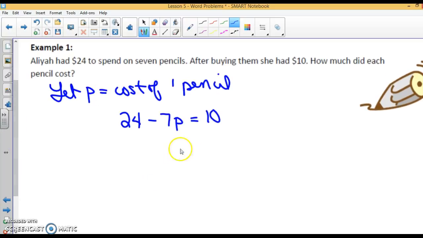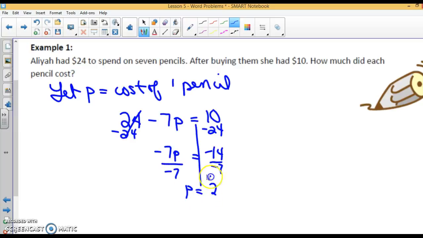Now, to solve this, subtract 24 from both sides, and you'll have negative 7P equals negative 14. 10 minus 24 is negative 14. Divide by negative 7. P is $2 per pencil. Now, I want to look at different equations that would work. This one works. I could also do this. Couldn't I say, okay, well, 7 pencils plus the 10 that she has left gives you 24. 7P plus 10 would give you 24.